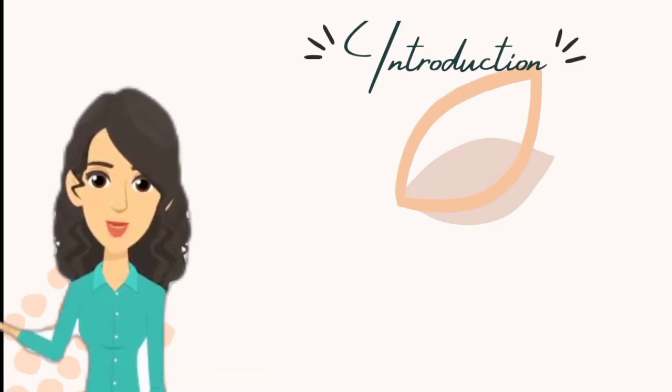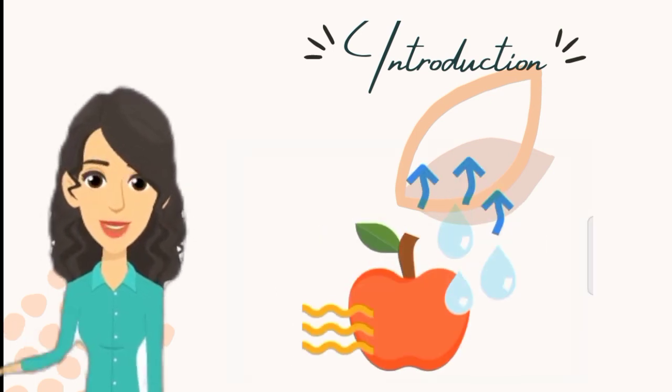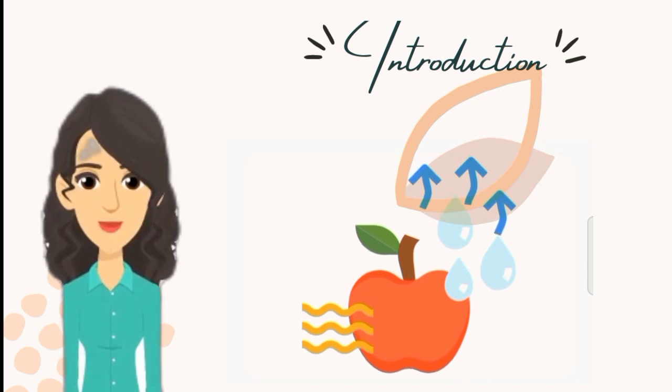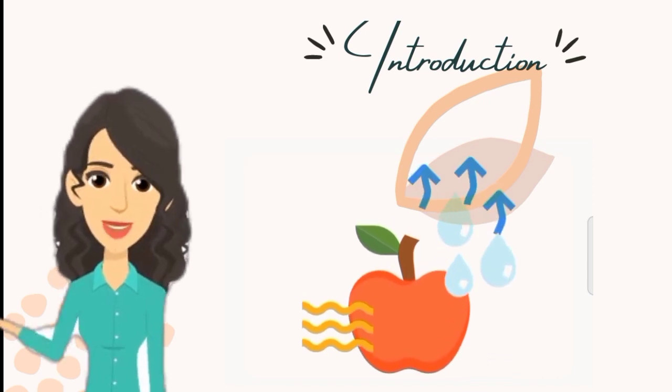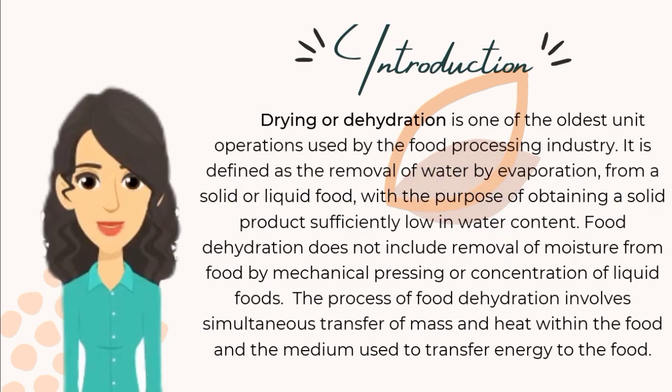So when we say dehydration, it is when we lose more fluid in our body, right? And in food, it is the removal of water by evaporation to obtain a solid product sufficiently low in water content. So food dehydration is one of the oldest unit operations used by the food processing industry, and it does not include removal of moisture by mechanical pressing or concentration of liquid foods. The process of food dehydration involves simultaneous transfer of mass and heat within the food and the medium used to transfer energy to the food.